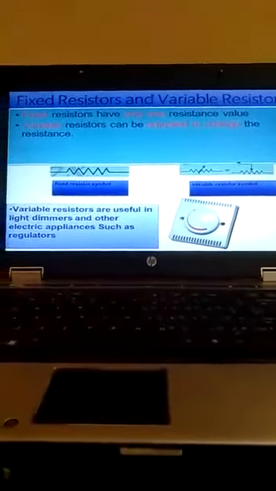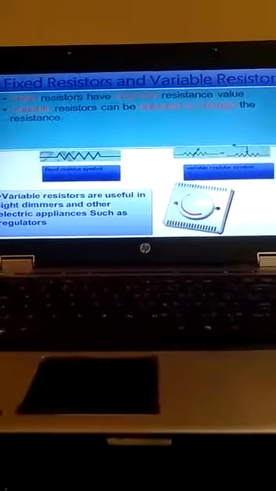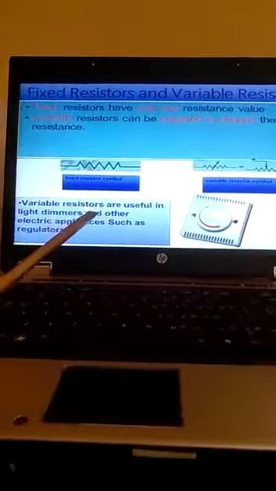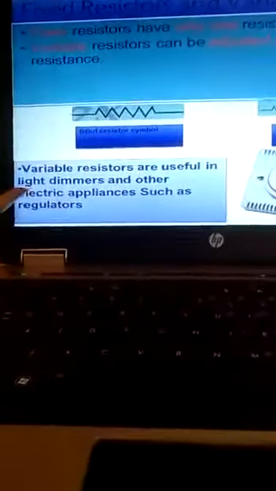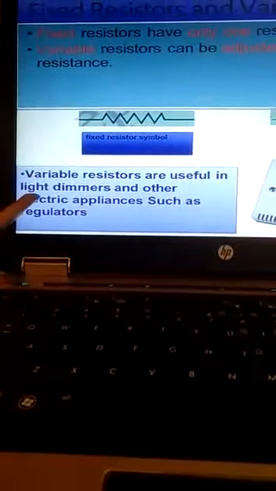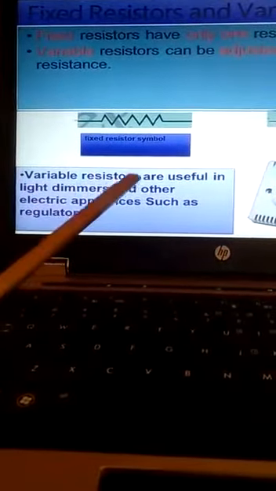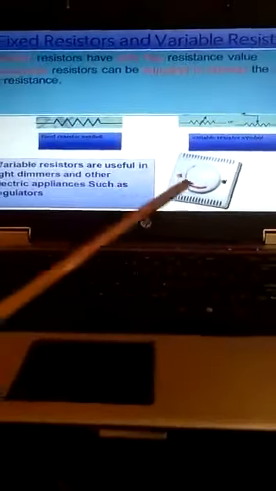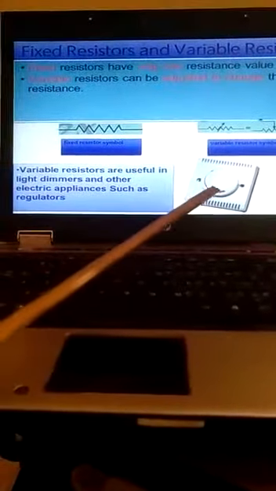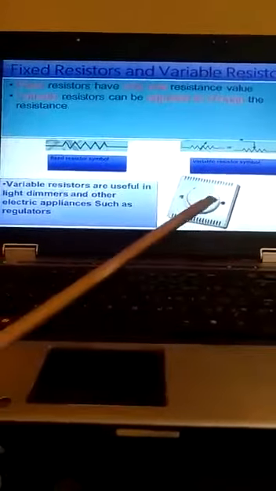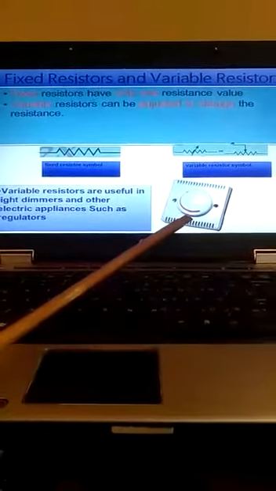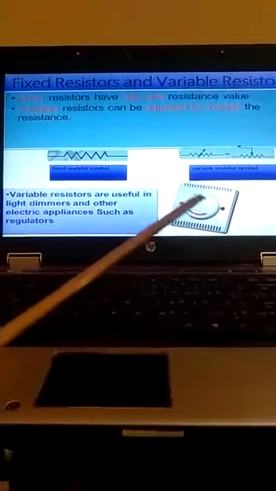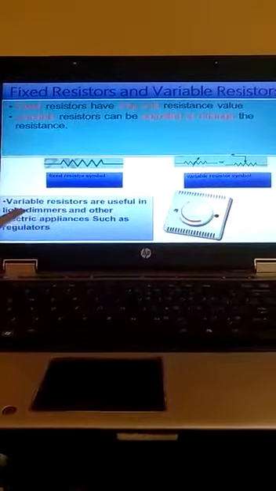What is the basic difference, and what is the importance of a variable resistor? Variable resistors are useful in regulating the voltage or dimming light and in electric appliances such as regulators. You must have observed this kind of resistor in your fan, your AC, your fridge, in any electric component where we have to change the voltage. So there we use variable resistors.